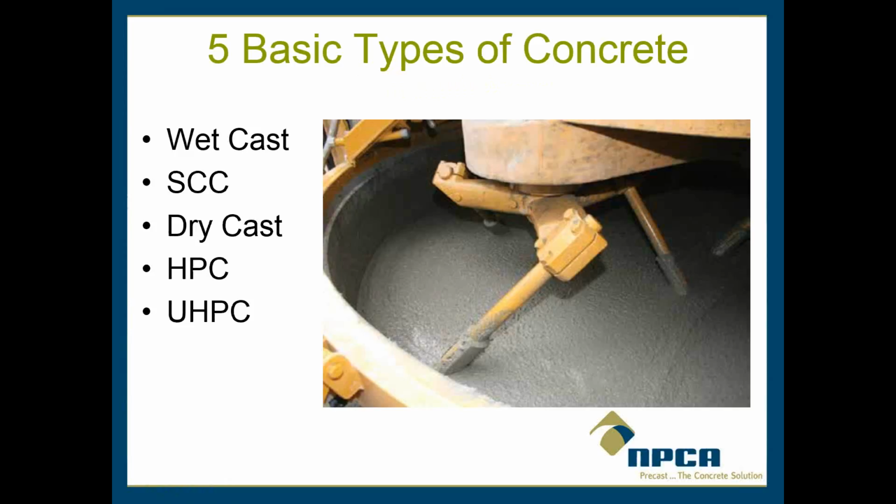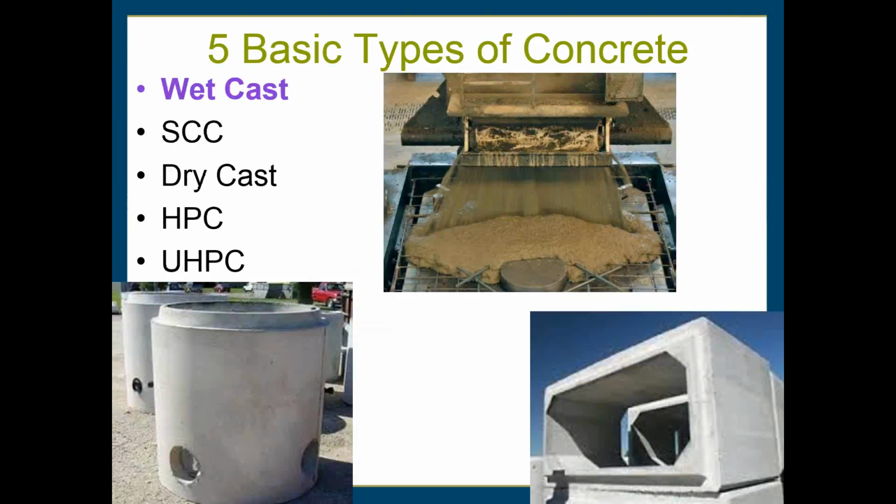The most common one that you'll run into most often is wet cast. The water to cement ratio, which we will discuss in further detail later. If you want to take notes on this, that might be helpful for you later, so you can differentiate between the different types and their different characteristics. For wet cast, the water to cement ratio is usually 0.4 or greater.